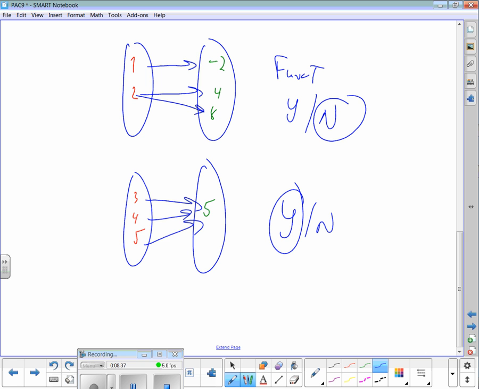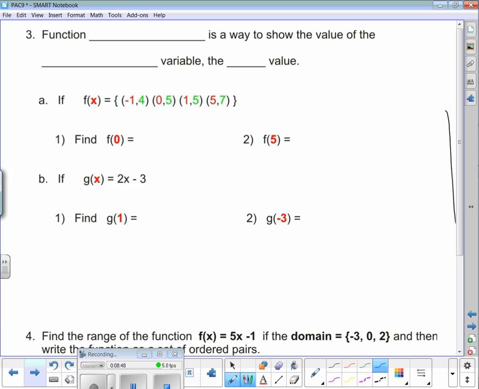So from a circle mapping, it's easy to tell whether or not it's a function. You're just simply looking, again, is any guy dating more than one girl? Does any x value have more than one y value? All right, number 3.